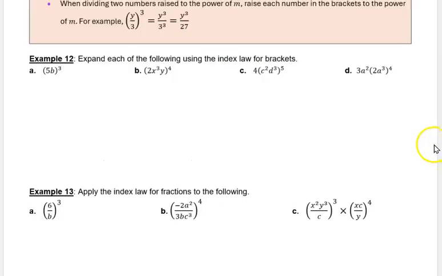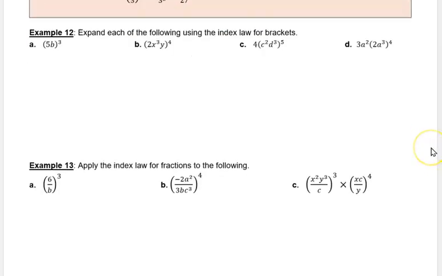Now let's do some examples. What we have here is expand each of the following using the index laws for brackets. So if we have 5b, brackets to the power of 3, that means everything inside there goes to the power of 3. So 5 will go to the power of 3 times b to the power of 3. I can't do much more with b to the power of 3, but I can do 5 to the power of 3, or 5 cubed. 5 times 5 is 25, times 5 is 125, and I keep my b to the power of 3. So that's how I have expanded that.